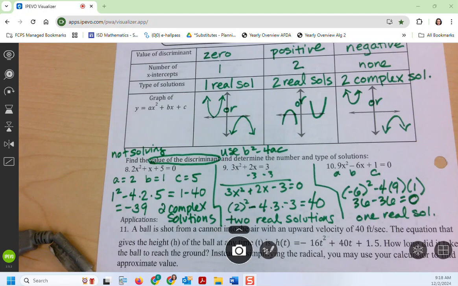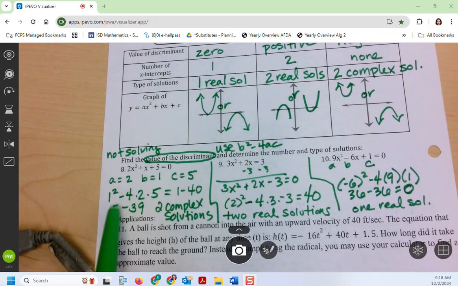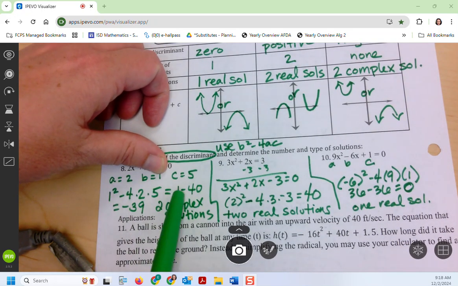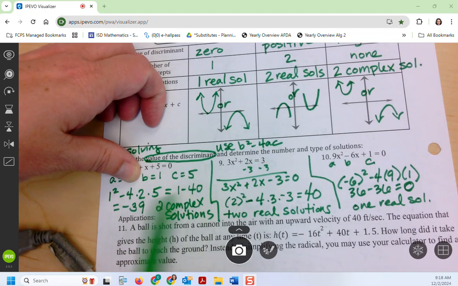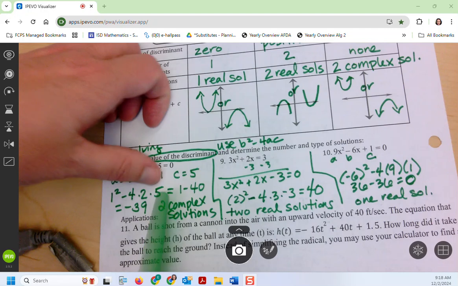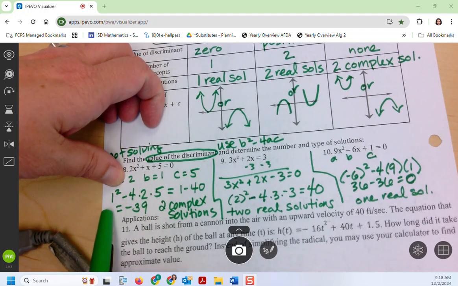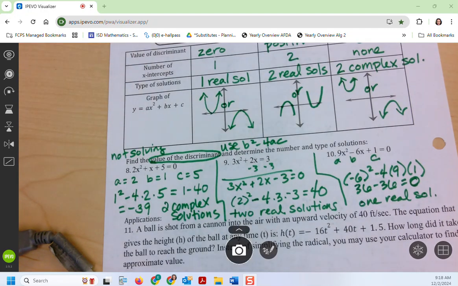I have a question. Yes. On the first one, how'd you get 1 and minus 40 on the other side? This one here? Yeah. So b squared is 1 squared, so that's 1. 4 times 2 is 8, and 8 times 5 is 40. So I just kind of did the square of this, and then I multiplied this. You could do it all in one step, though. If you put it in your calculator, you can do 1 squared minus 4 times 2 times 5 and still get negative 39. So you don't have to show a step. Any other questions on 8, 9, 10?